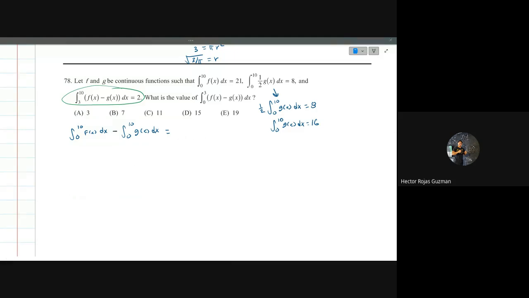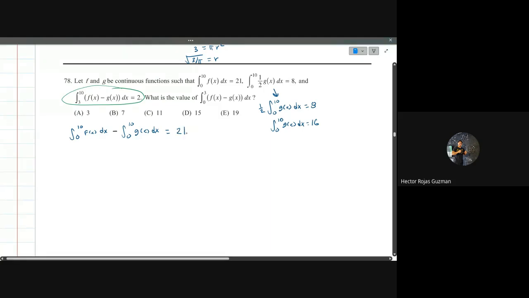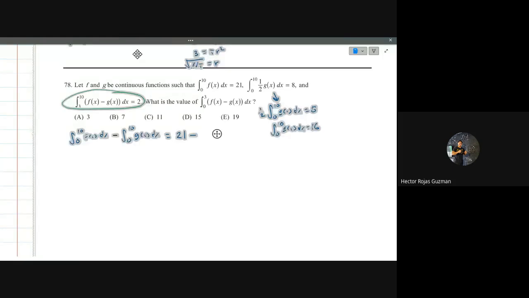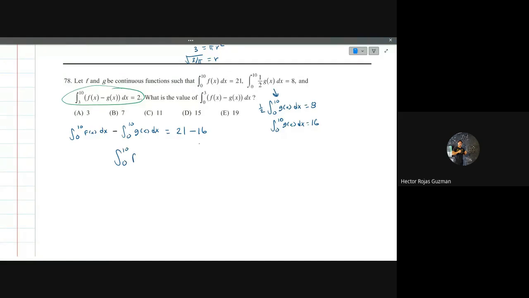So the integral from 0 to 10 of f of x dx minus the integral of g of x. Let me see where we left off here. That was 21 minus the integral from 0 to 10 for g. That's 16. So that means the integral from 0 to 10 of f of x minus g of x is 5. Okay, keeping this. Let's see if this is going to work out now.